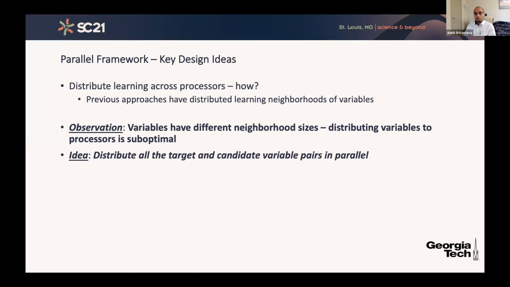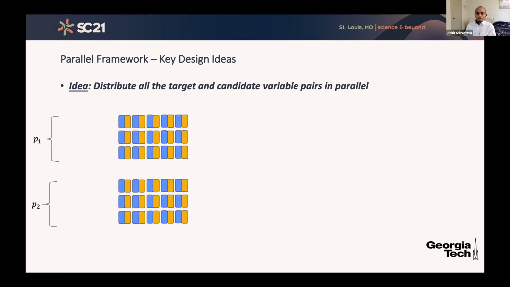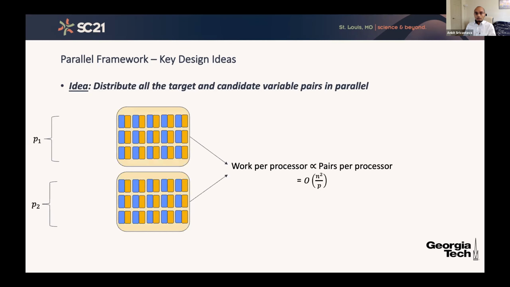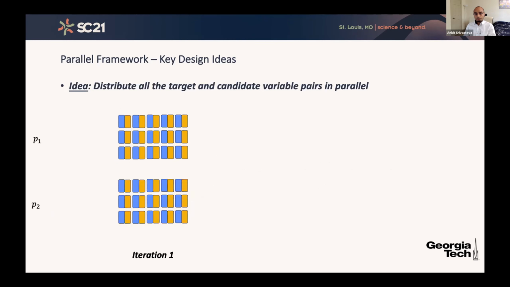And so we use this key idea, which is very simple, which is to distribute all the target and candidate variable pairs in parallel instead of just learning neighborhoods for different variables. So let's see how that works. Again, we have a similar setting. I have arranged these pairs similar to the previous example. And now we can see how the work per processor remains the same.